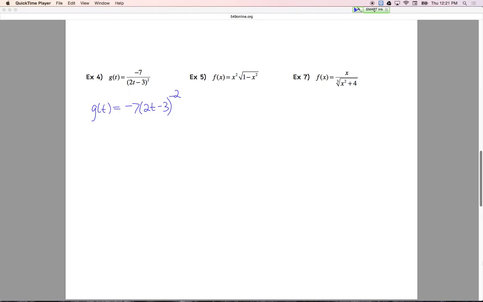So this will be g prime of t then is what? Negative 14, sorry. 14 times 2t minus 3 to the what? Negative 3 times 2. Don't forget the 2. Final answer then will be 28 over 2t minus 3 to the 3rd.